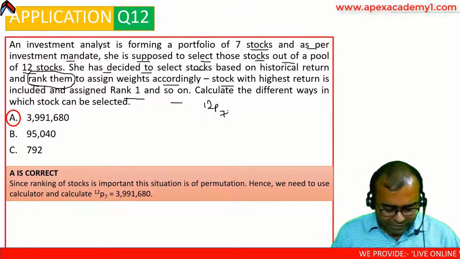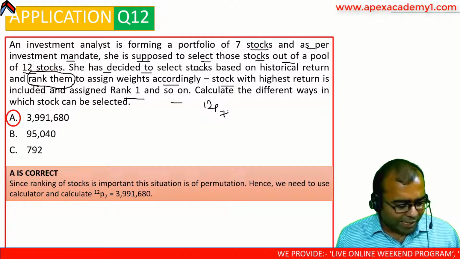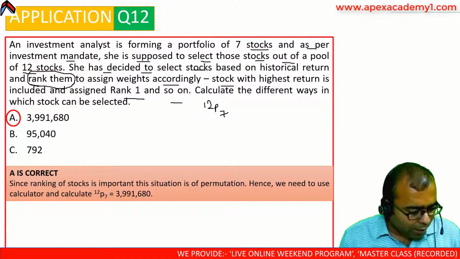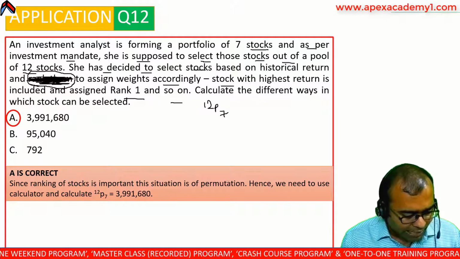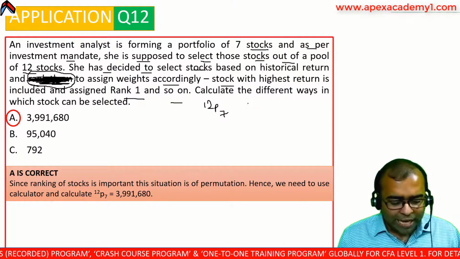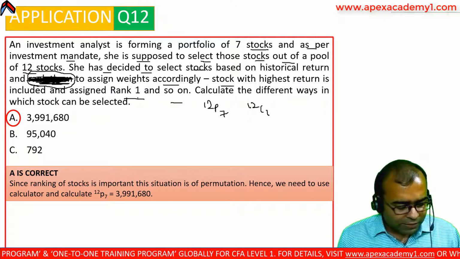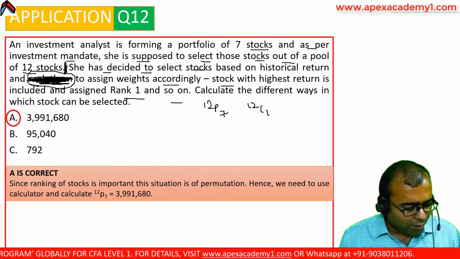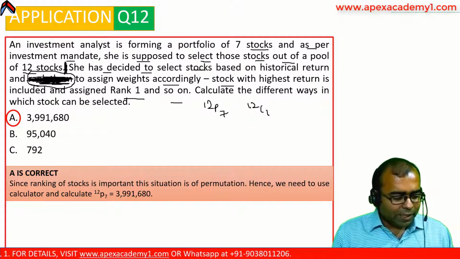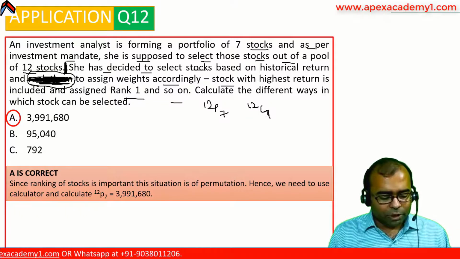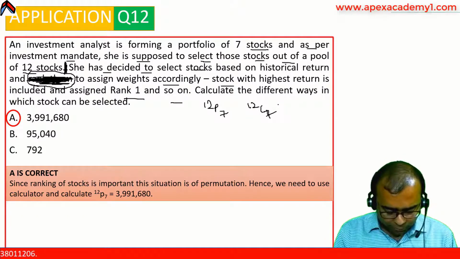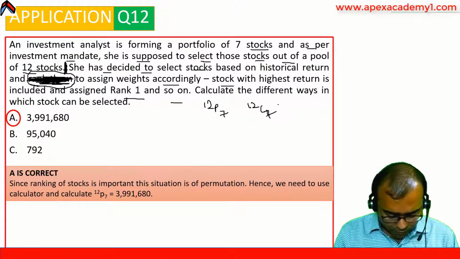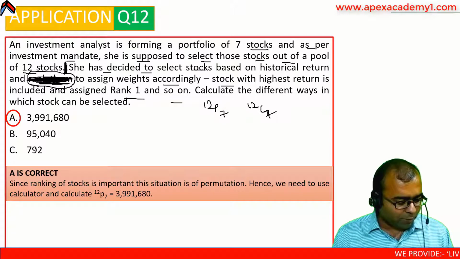Just to extrapolate this entire story a bit, if this line is eliminated from this entire question, then the entire story turns to 12C7, or this question would have ended over here. It will be a question of 12C7, and then your outcome would have changed to 12, second, nCr, 7, which is equal to only 792, which is my option C.